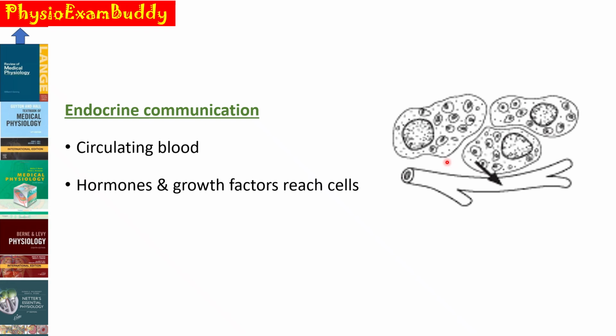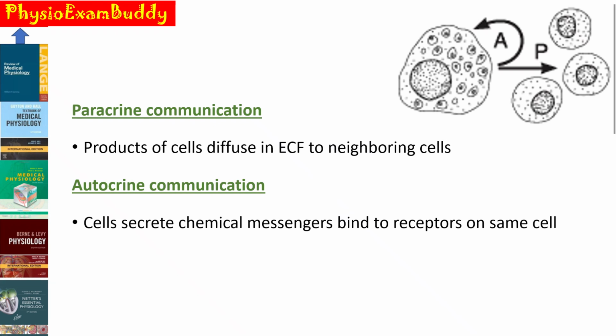Second one is endocrine communication. That is, the main medium through which the endocrine glands communicate is the circulating blood. The endocrine glands will secrete specific hormones into the circulating blood, and the blood will carry these hormones as well as growth factors to their target organs. That type of communication is known as endocrine communication.